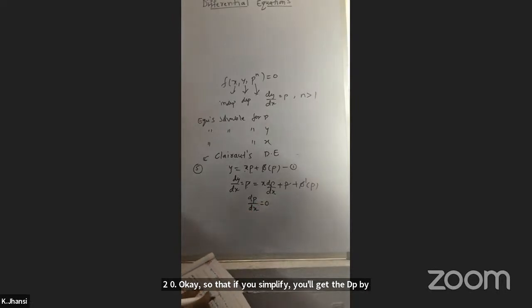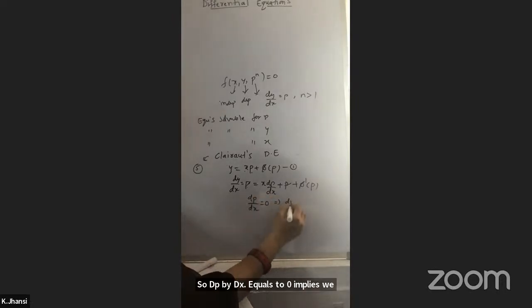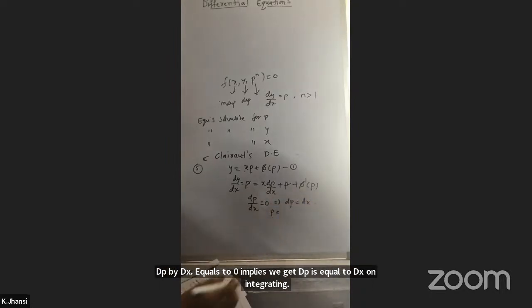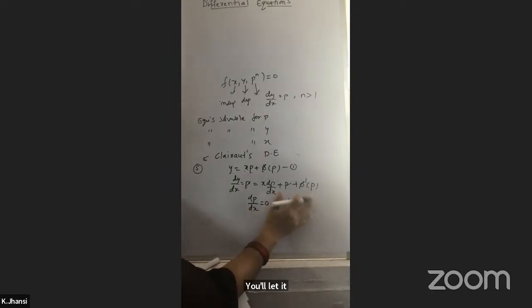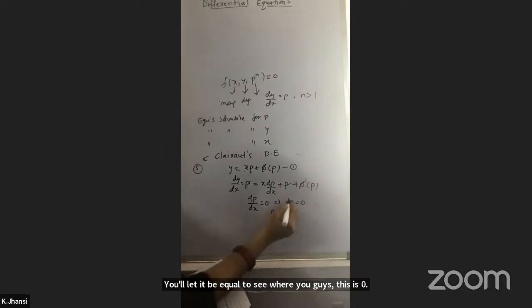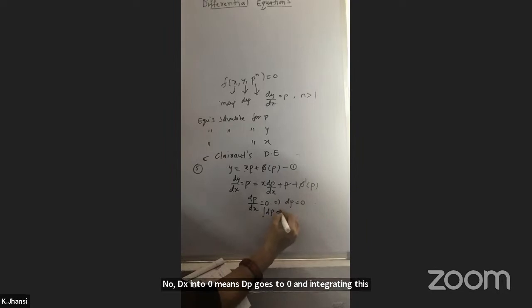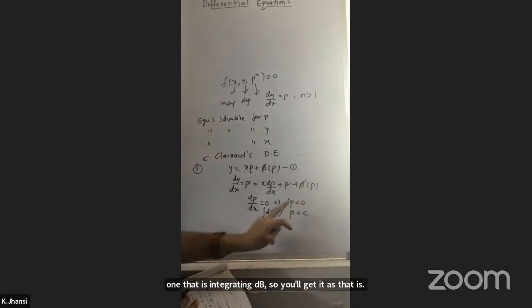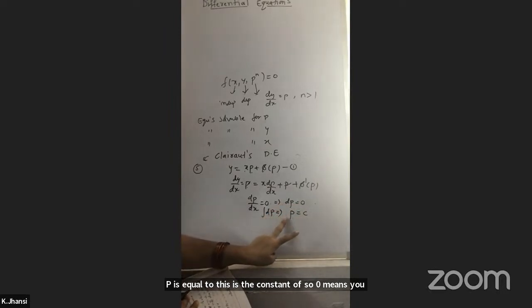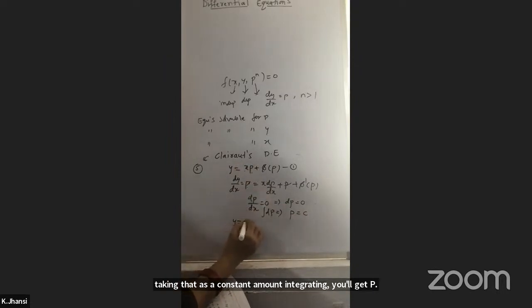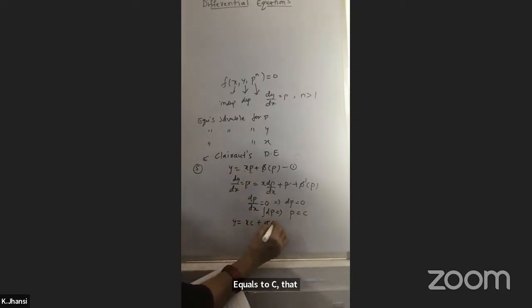So dp by dx equals 0 implies we get dp is equal to dx into 0. On integrating, you will get p is equal to c. This is 0, no? dx into 0 means dp equals 0. On integrating this one, that is integrating dp, you will get p is equal to a constant term. So 0 means you are taking that as a constant term. On integrating, you will get p is equal to c. That if you substitute here, y is equal to x into c plus phi of c.